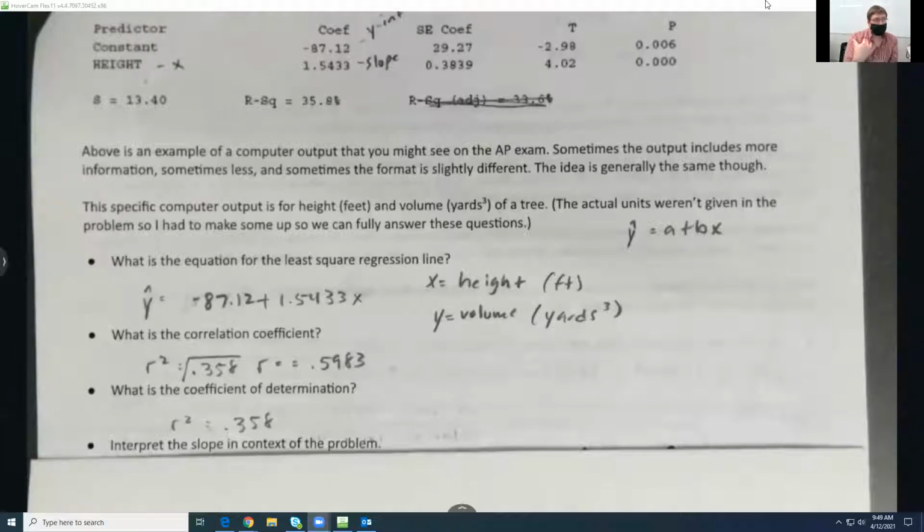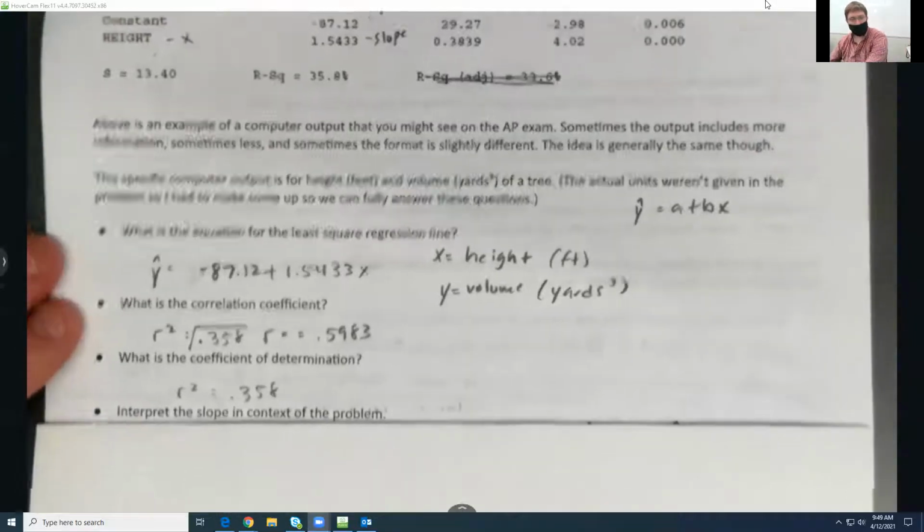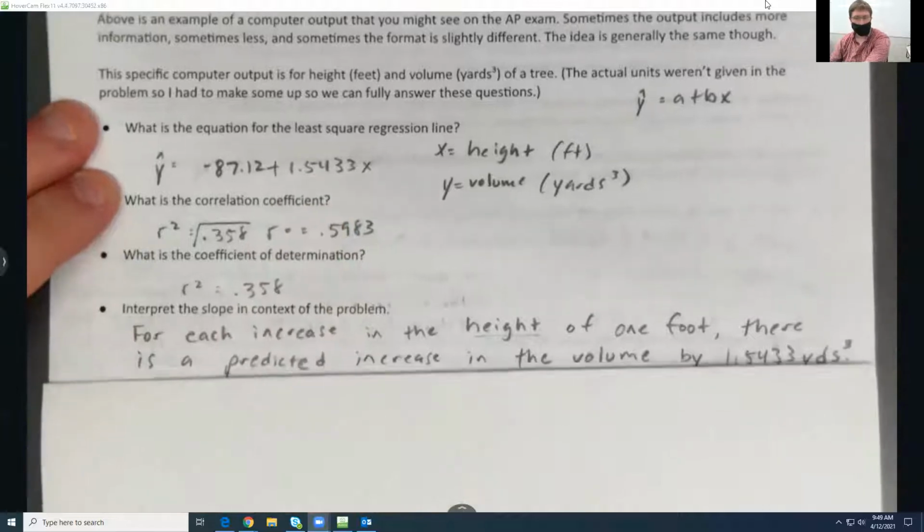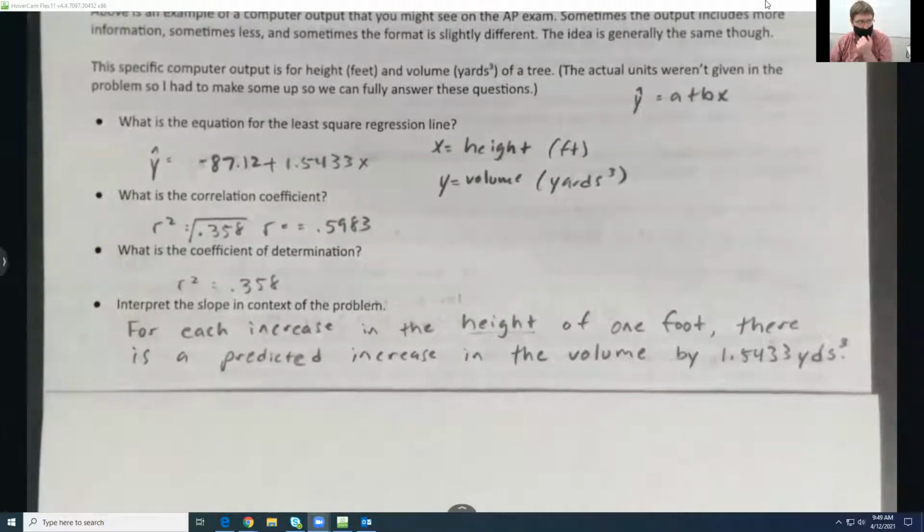All right, so we need to make some interpretations here. We need to interpret the slope, the correlation coefficient, and the coefficient of determination. Your sentences are right there in your notes. So for the first one, for the slope, this one's my slope right here, 1.5433. All right, just fill in the blanks.